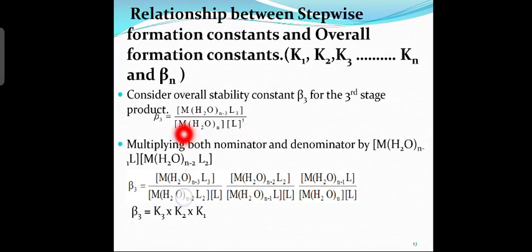Consider the overall stability constant beta 3 for the third stage. How do you write it? Beta 3 is equal to [M(H2O)n-3 L3] divided by [M(H2O)n] times [L] to the power 3. Multiplying both numerator and denominator by [M(H2O)n-1 L] and [M(H2O)n-2 L2], you will get this form, that is beta 3 is equal to K3 into K2 into K1.